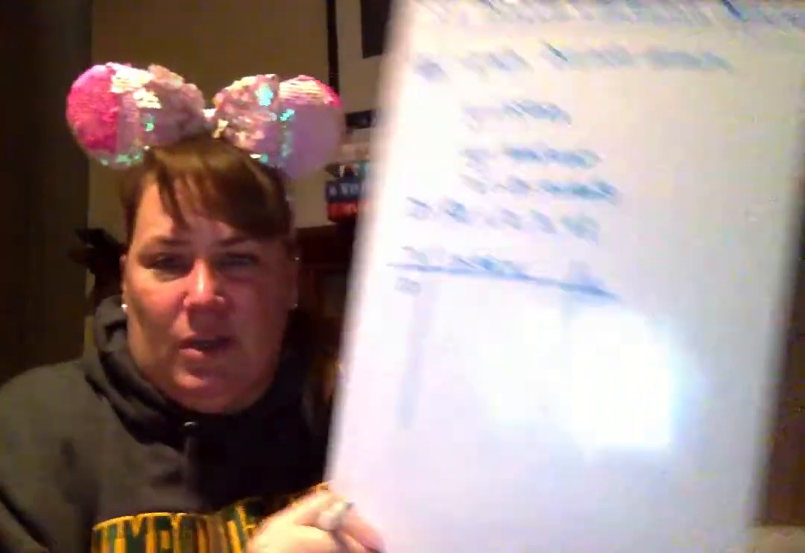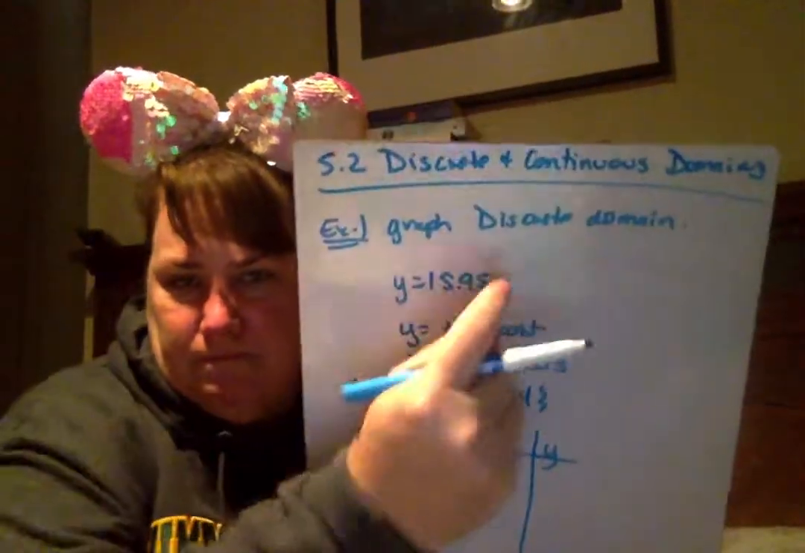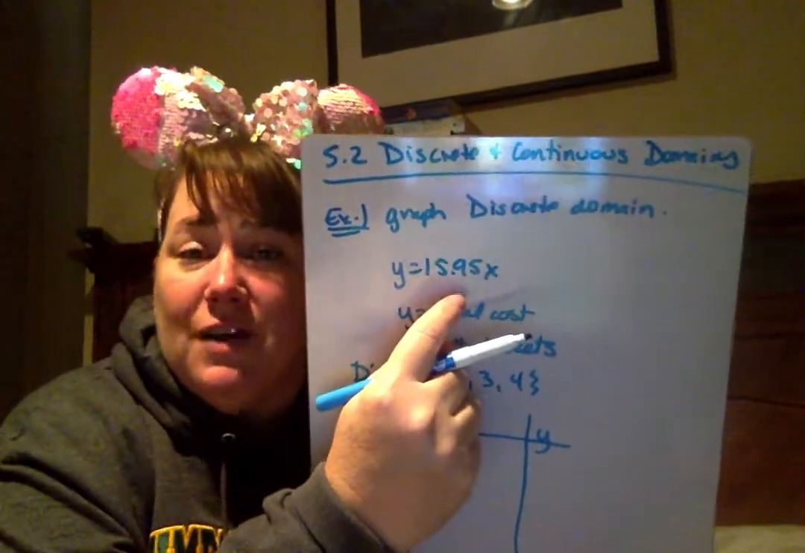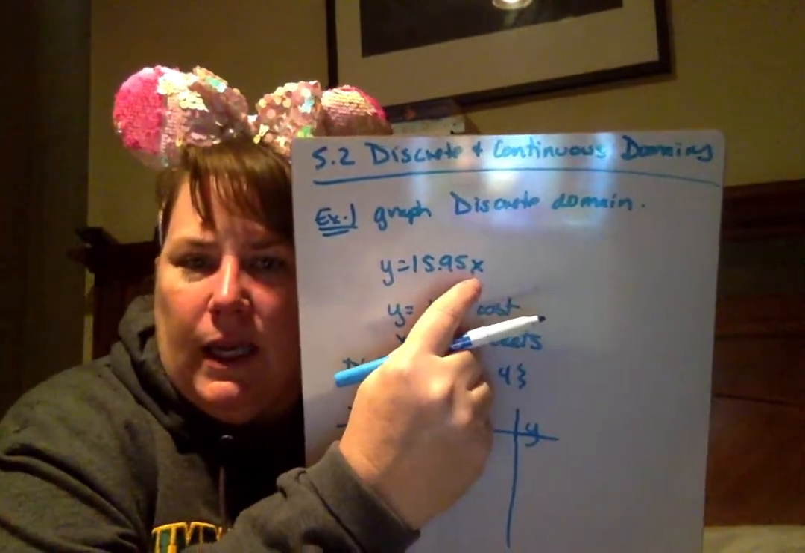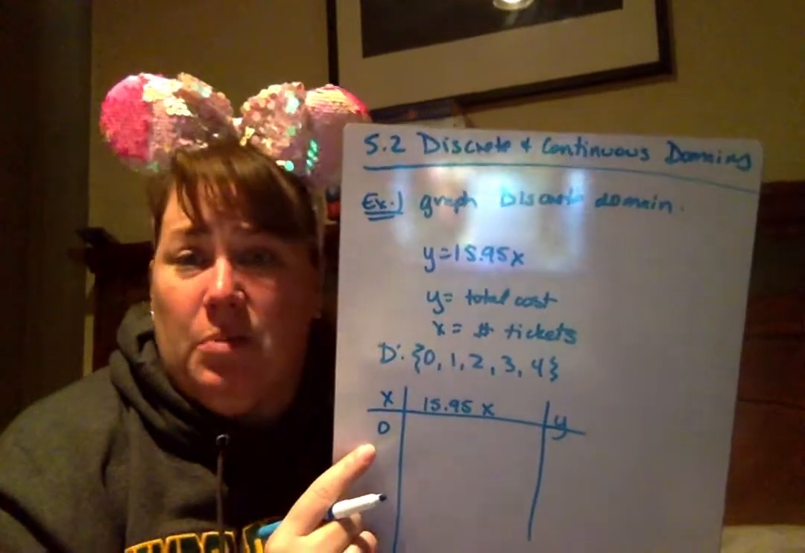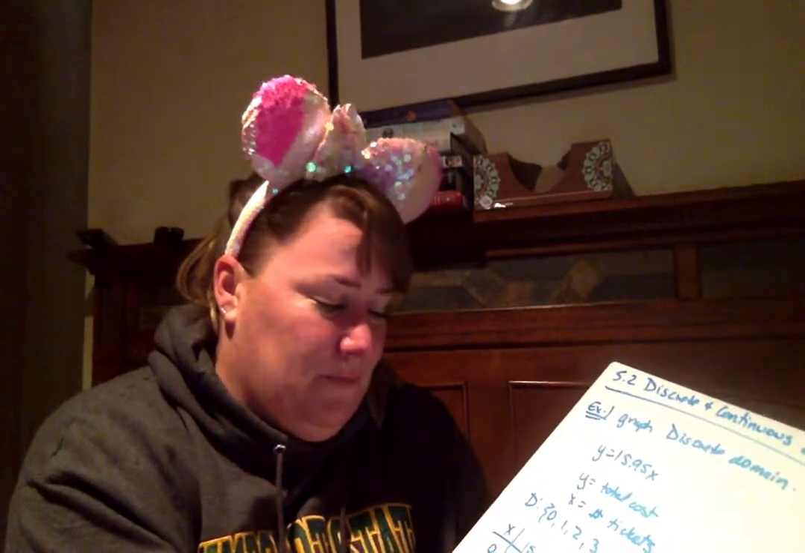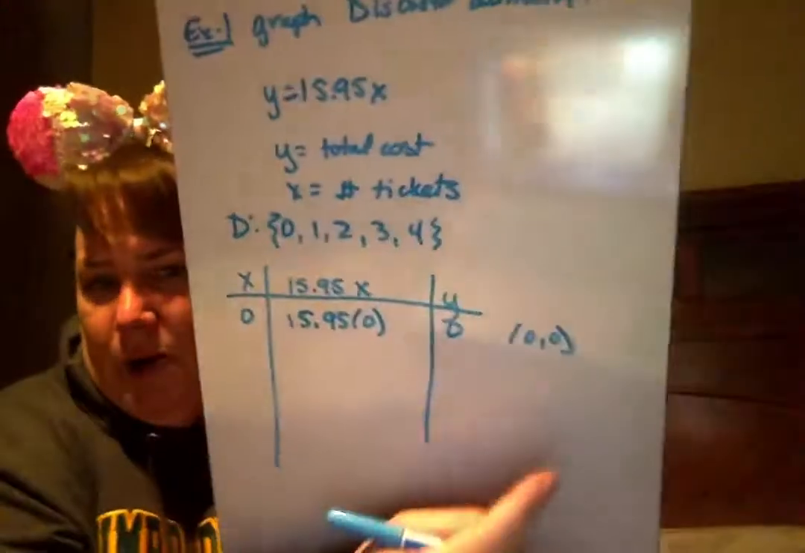So x, your function in the middle, 15.95x, y. I got my phone here ready to go on my calculator. So if x is 0, that means we are going to buy 0 tickets. So remember, y is the total cost. $15.95 is going to be the price per ticket. And x is going to be the number of tickets. So if you don't buy any tickets, I hope you're not spending any money. So 15.95 times 0, which is 0. And then your ordered pair of 0, 0 off to the side.